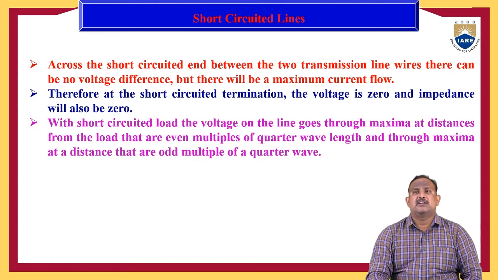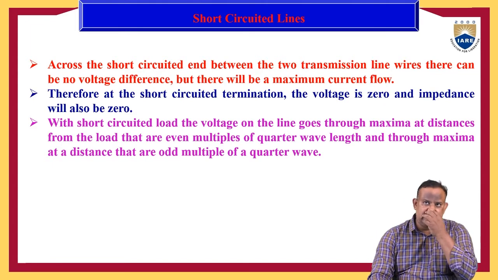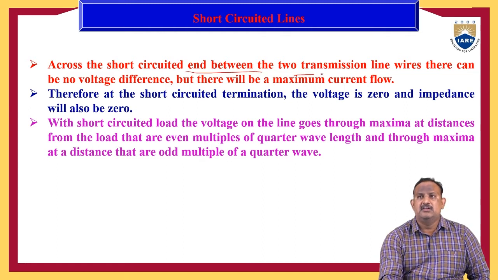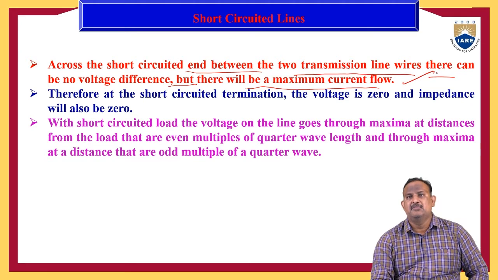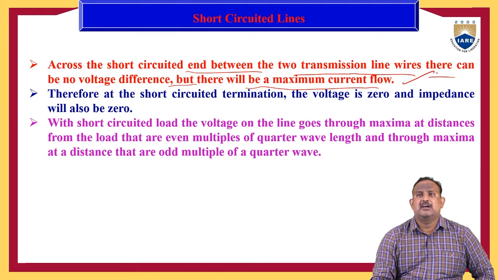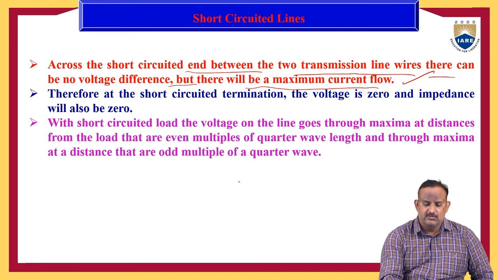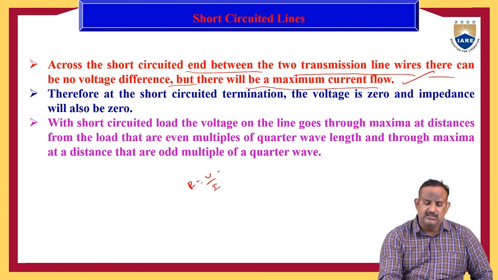Now we will define the short circuited lines. Across the short circuited end between the two transmission line wires, there can be no voltage difference, but there will be a maximum current flow. Therefore, at a short circuited termination, the voltage is 0 and the impedance will be 0, because R is equal to V by I. If V equals 0, automatically R equals 0.